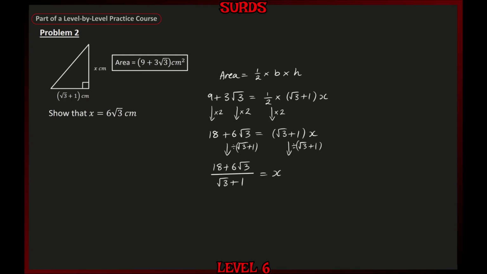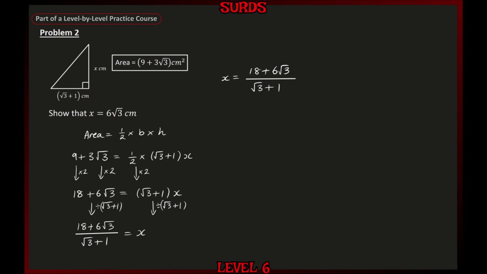So we have actually found the value of x, but we don't have it in the form that they want us to have it in the question. We want to write this as 6 root 3. And what we notice about the form of the answer that's given in the question is that it's not a fraction and it's not something that needs to be rationalized, whereas what we have can be rationalized. So that's a really good starting point. So to rationalize this expression, we need to multiply the top and bottom of the fraction by the conjugate of root 3 plus 1, which is root 3 minus 1.